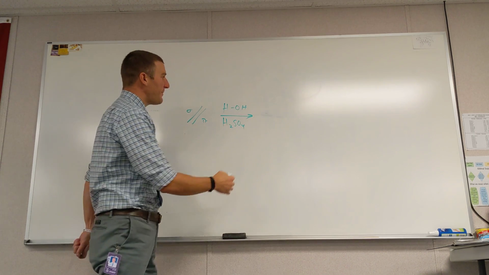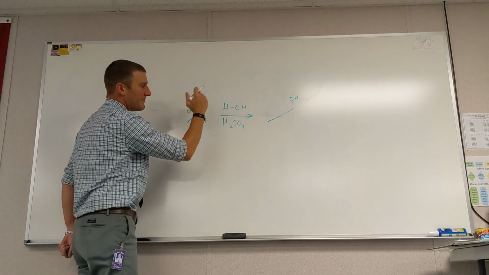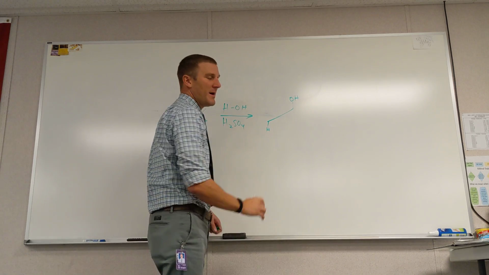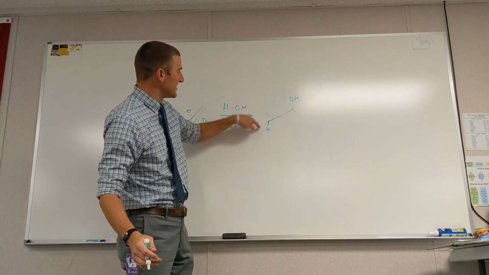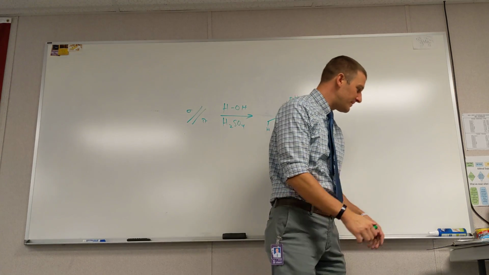Now what's going to happen here is I'm going to add water to the molecule. One side of the pi bond being broken would result in a hydroxide. The other side of the pi bond being broken would be the hydrogen. So this is a hydration reaction that is also an addition reaction.